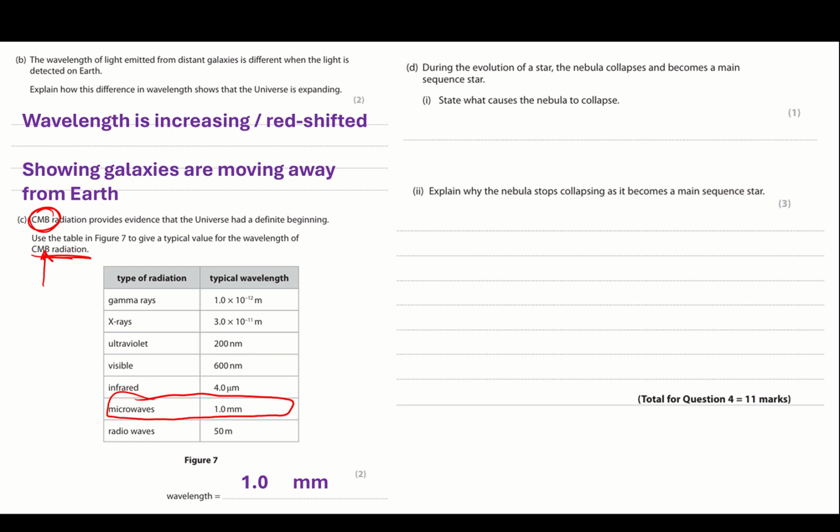During the evolution of a star, the nebula collapses and becomes a main sequence star. State what causes the nebula to collapse. That's gravity. Then it says, explain why the nebula stops collapsing as it becomes a main sequence star. So, in a nutshell, we've got a collection of dust and gas. In one area, there's slightly more particles, therefore it's got more gravity. That pulls it in and it does work: force times distance, or gravity times distance. This work then increases the temperature and increases the pressure until we get nuclear fusion.